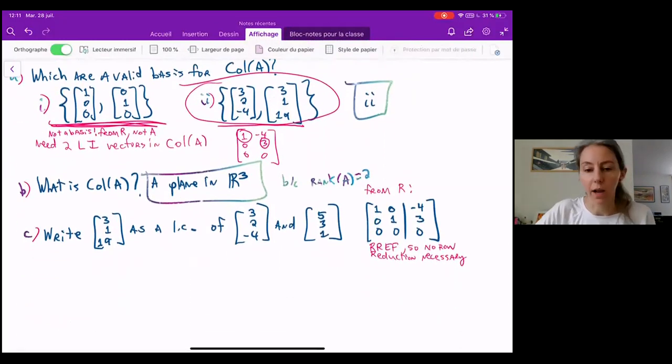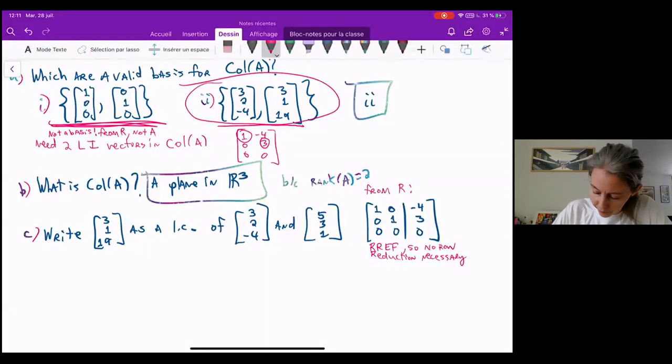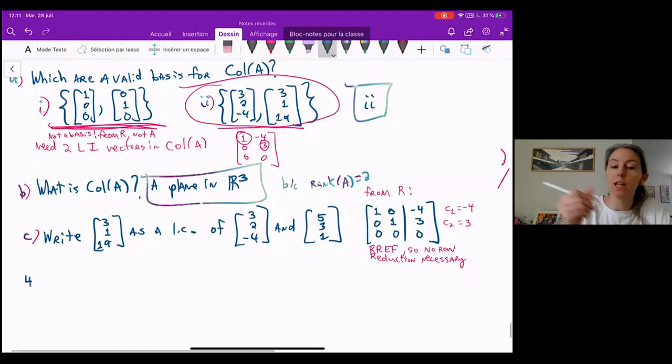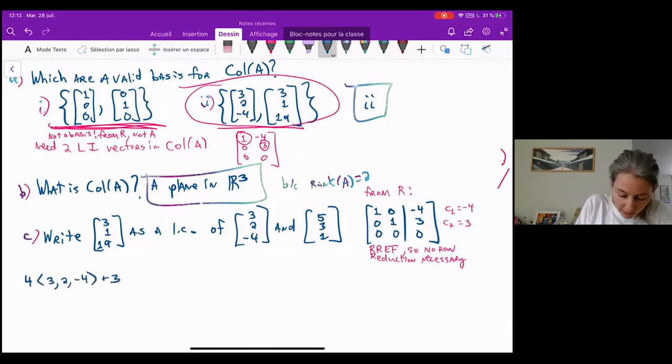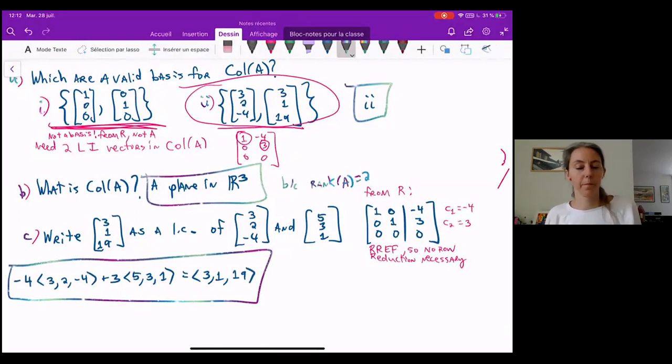Okay, so wait, hang on guys, two seconds. What this means is my c1 is equal to -4 and my c2 is equal to 3. So I go back now to the original vectors: -4 times (3, 2, -4) plus 3 times (5, 3, 1) is equal to (3, 1, 19). We didn't have any work to do. We literally just stuck it in the R matrix. We just extracted the vectors from R.